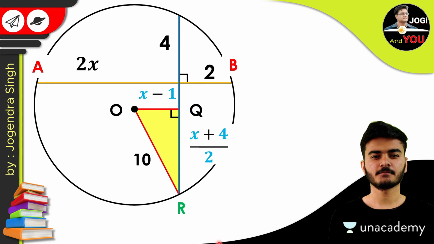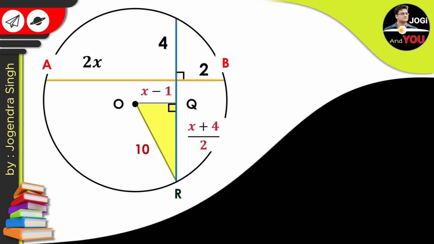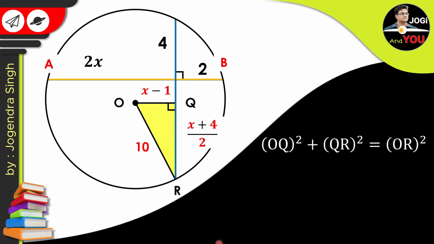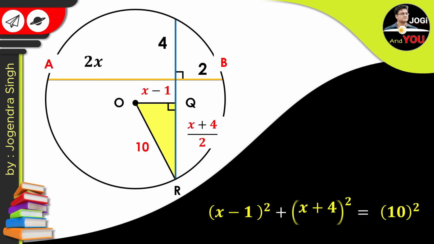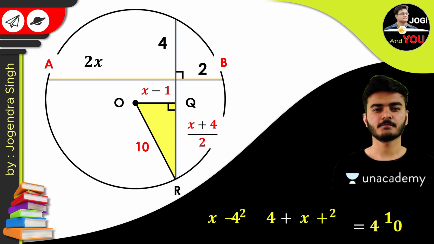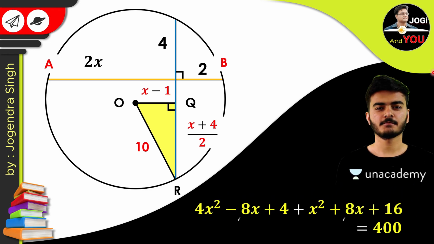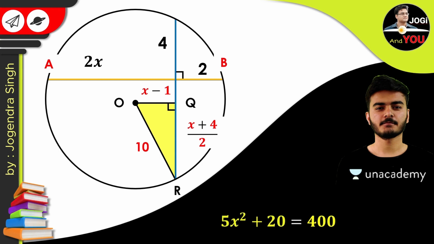So there is a relation for the right angle triangle which we got, which is the Pythagoras theorem. And the Pythagoras theorem is the relation of the 3 sides of any triangle, which is base square plus perpendicular square is equal to radius square. And now replace all the values in this formula. So we have this. And after solving, we got this. And again, we got this. Cancel this plus 8x and minus 8x and solve it. We got 5x square plus 20 is equal to 400.